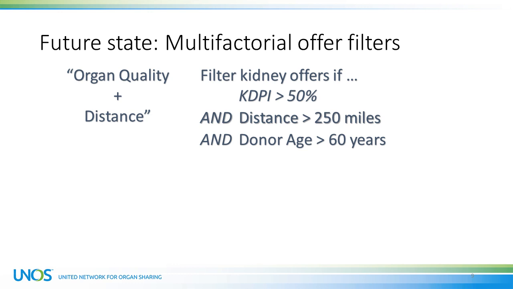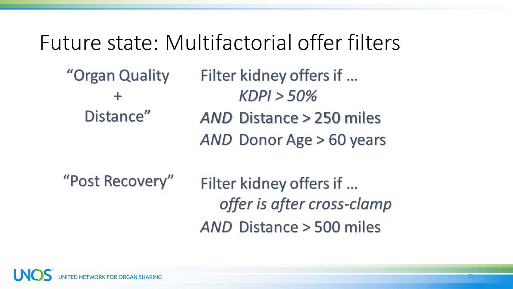We now have this idea of combining different criteria together in an additive fashion, building up these filters to specifically target the cohorts of offers that you would like to exclude from your center. Similarly, you could create an offer filter that deals with filtering off anything that is post-cross-clamp and coming from greater than 500 miles away, so maybe addressing anticipated cold ischemic time concerns at your center. One thing to note here is that these two offer filters, the filter for organ quality and distance and the post-recovery filter, can actually both be applied simultaneously. So any offer to your center that meets either one of these criteria could effectively be filtered off.